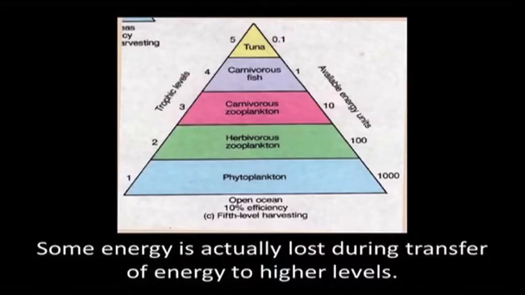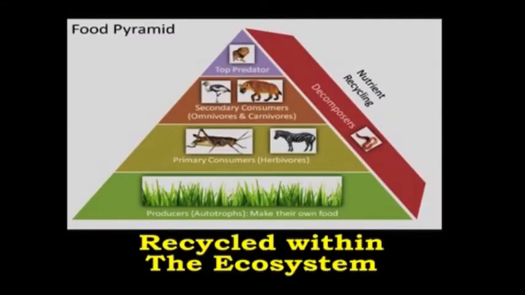There is insufficient energy transfer through the food chain, that is, the energy level available at the level of producers gradually lessens with movement up the chain, leading to a pyramid of energy. So, some energy is actually lost during transfer of energy to higher levels. On the other hand, the nutrients needed by living beings for a healthy life are actually recycled within the ecosystem.